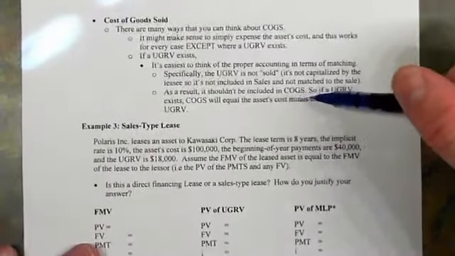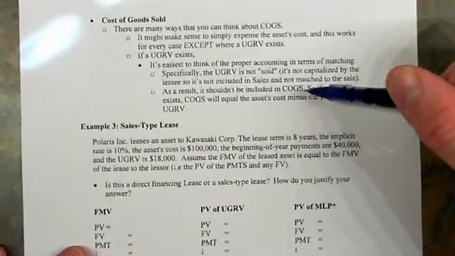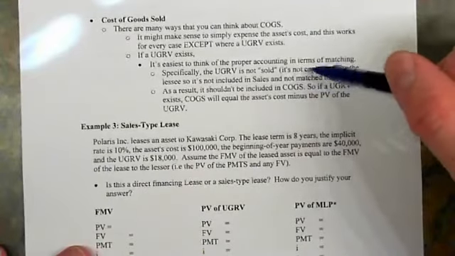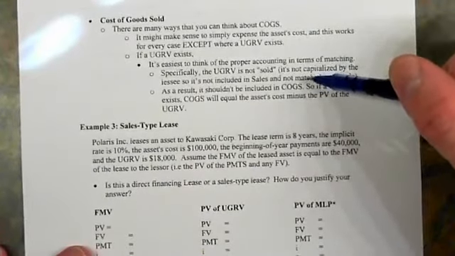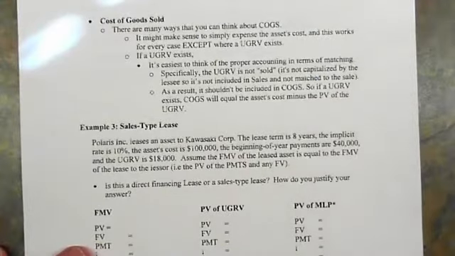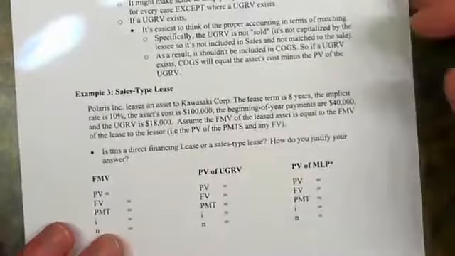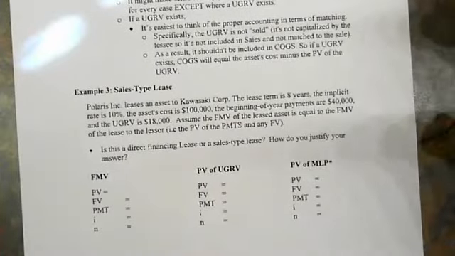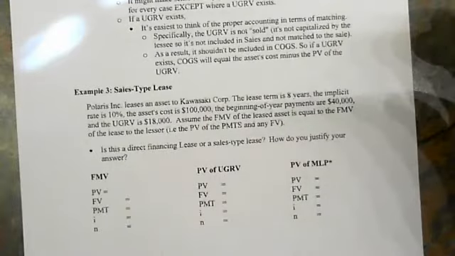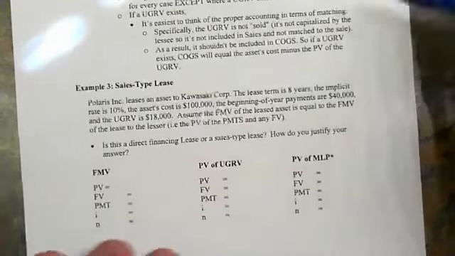So you shouldn't include the UGRV in COGS because you didn't have it in your sales revenue. You're matching whatever you put in the sales revenue to your cost of goods sold. Okay, we'll talk more about that in class because that's a part that a lot of people typically don't get, and I understand it's not the easiest thing to understand.